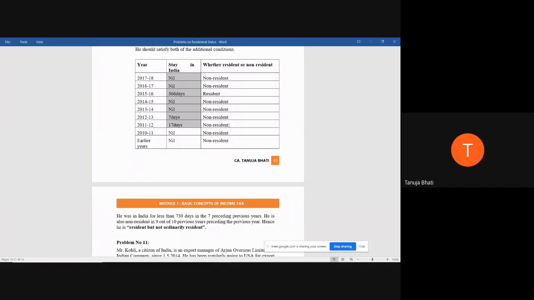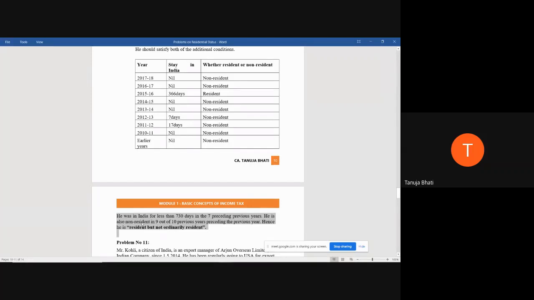Therefore, he is not satisfying the additional condition, and therefore he will be termed as resident but not ordinary resident. So he was in India for less than 730 days in the 7 previous years, and he is a non-resident in 9 out of 10 previous years.